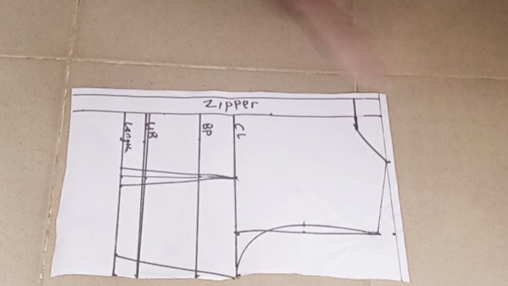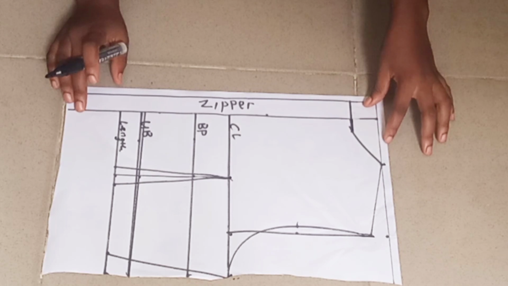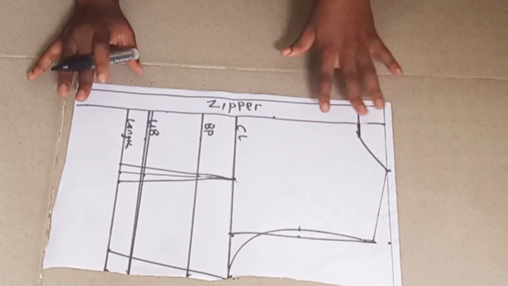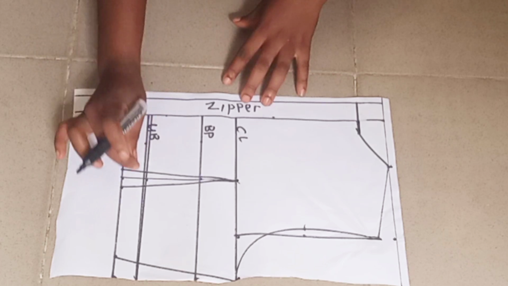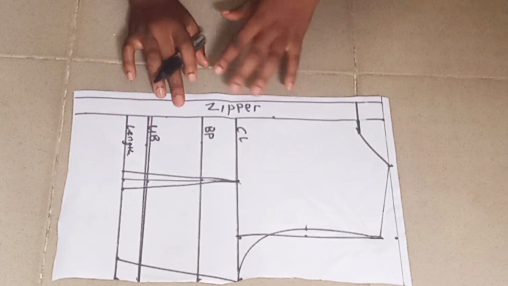And now we want to get our zipper dart. This is to prevent the zip from bulging out after we're done sewing or fixing our zipper. And so from my length, I'm just going to mark out 1/2 inch. On the under bust too, I'm going to mark out 1/2 inch. And on the bust point, I'm going to mark about 1/2 inch.